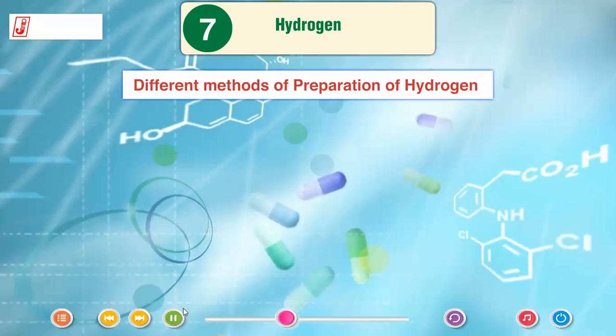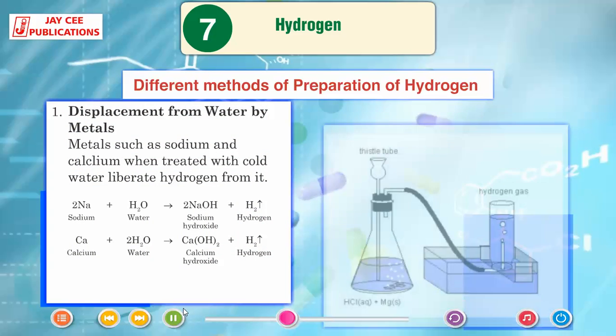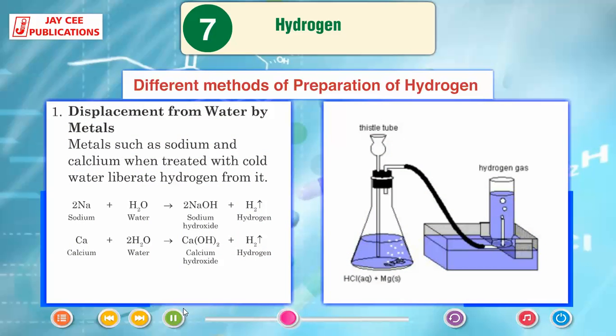Different methods of preparation of hydrogen. Displacement from water by metals. Metals such as sodium and calcium, when treated with cold water, liberate hydrogen from it. 2Na (sodium) + 2H2O (water) gives 2NaOH (sodium hydroxide) + H2 (hydrogen). Ca (calcium) + 2H2O (water) gives Ca(OH)2 (calcium hydroxide) + H2 (hydrogen).